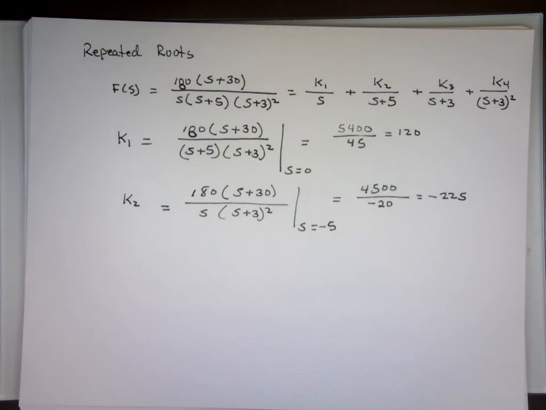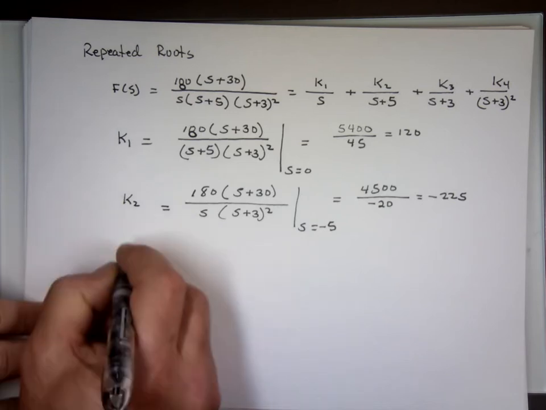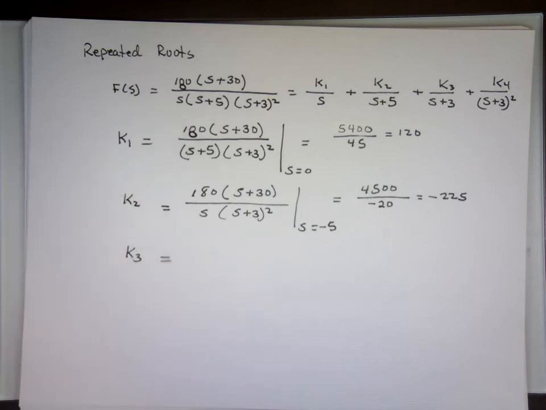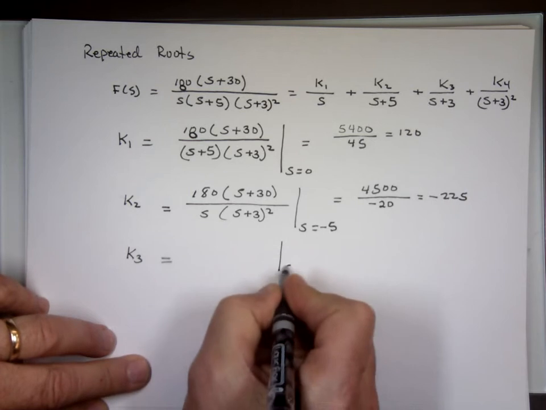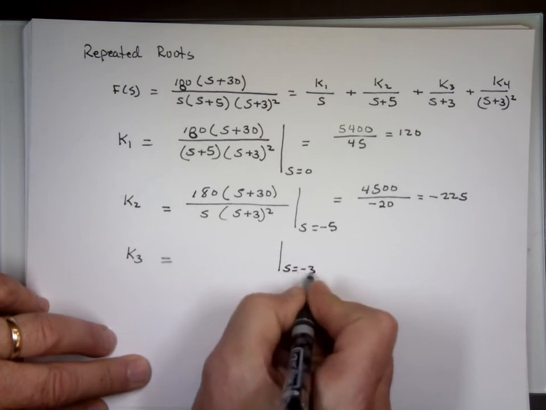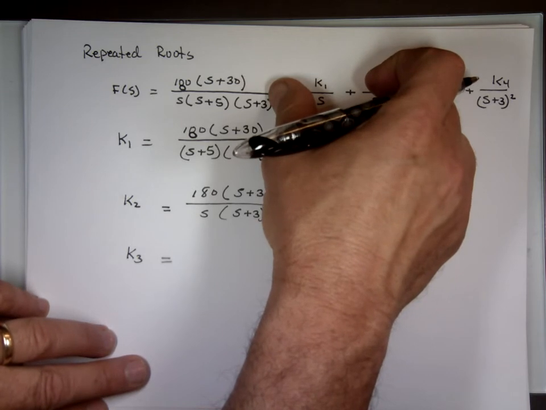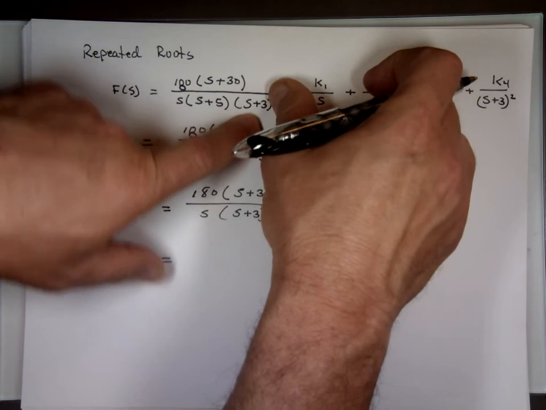K3. Notice now there's the repeated roots. Well, I'm going to find the value of this when s equals what? Negative 3. So if I only take one of these, what's going to happen? What are you dividing by? S plus 5 times S plus 3. Yeah, so it'll be a 0 when s equals negative 3. You can't divide by 0.